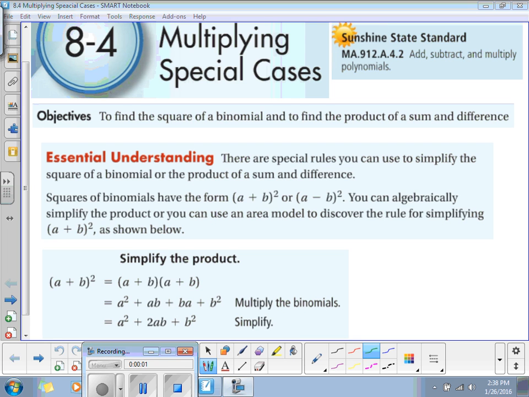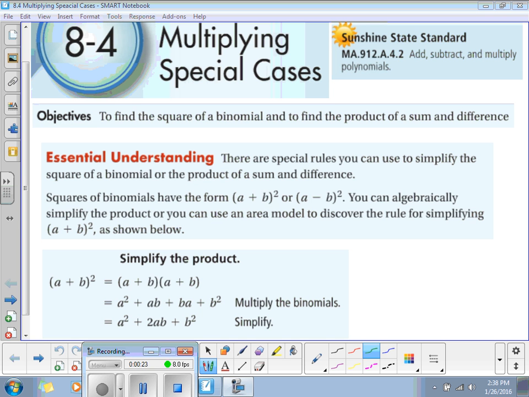So, section 8.4 is multiplying special cases, okay? And today we're going to find the square of a binomial, and we're going to find the product of a sum and a difference, okay? So, there are some special rules that you can use to simplify the square of a binomial or the product of a sum and difference.